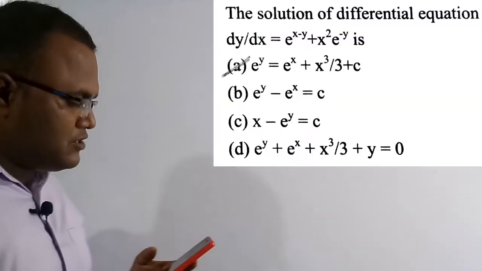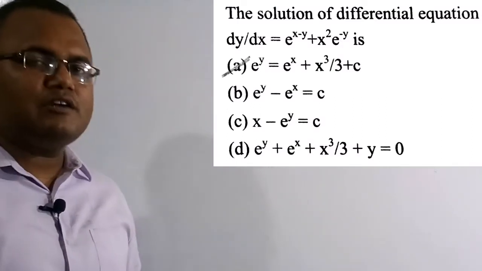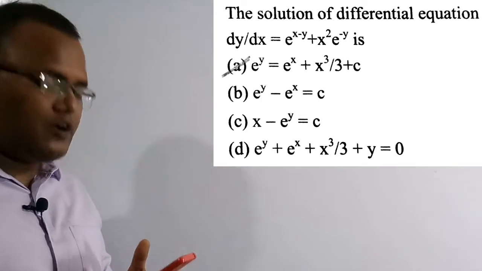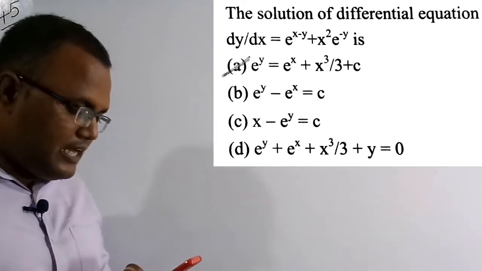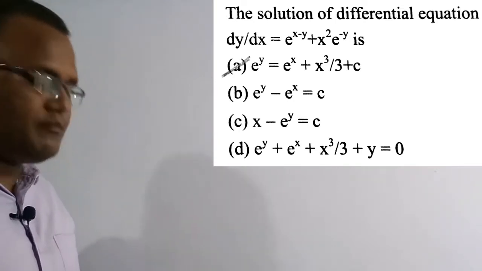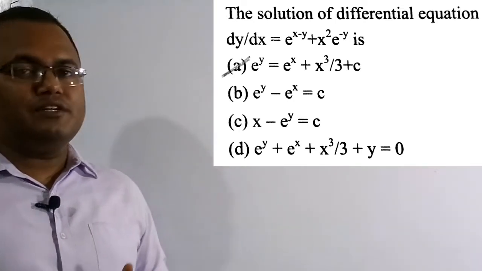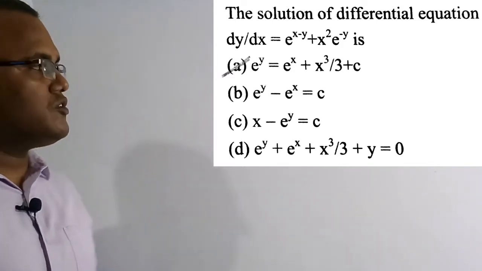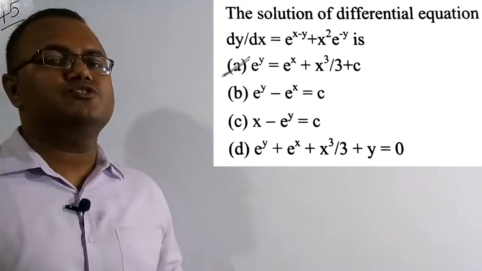So now we are going to solve the 45th question. See the question here. The solution of the differential equation is, they have given a differential equation, and we need to figure out the general solution, which is dy by dx is equal to e to the power of x minus y plus x square into e to the power of minus y. So this is basically the differential equation. For this differential equation, we have to find the general solution. Out of the four options, option A is the correct solution of this question.